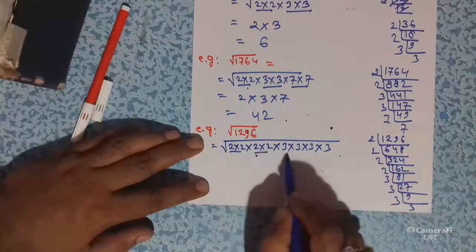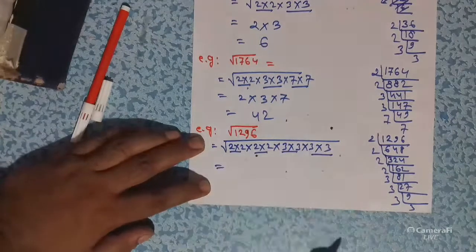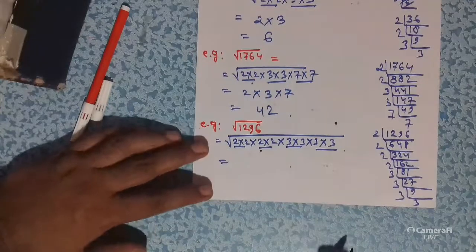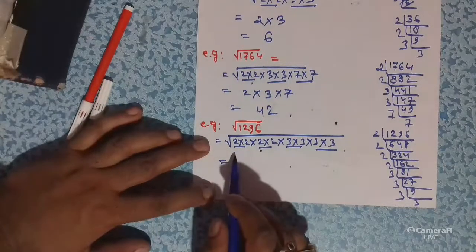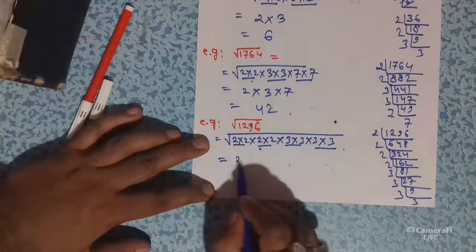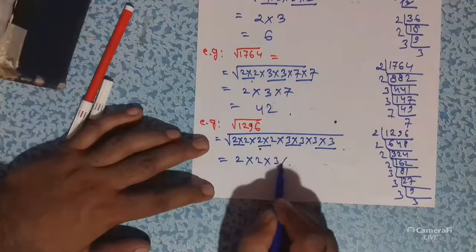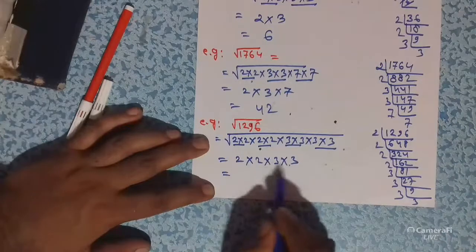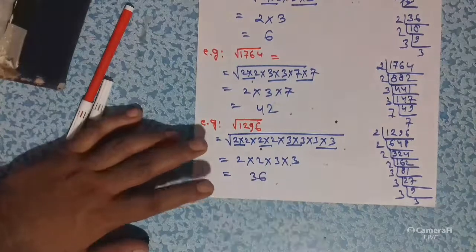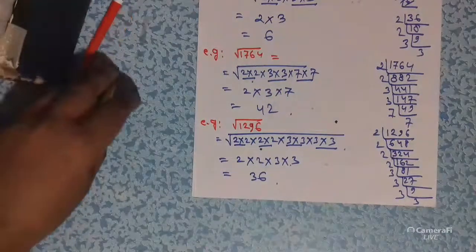So here how many pairs are there? There are 4 pairs. Okay, and we have to choose one prime factor from each of the pairs. So 2 multiply 2 multiply 3 multiply 3. So 36 is the right answer. Very good, students, you have done well.